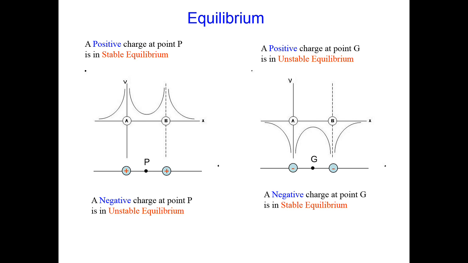Notice if this was a negative charge, then we would be in equilibrium again. Our negative charge would now be in a local minimum, and if it moved to the left, it would be pushed back to the right. If it moved to the right, it would be pushed back to the left.